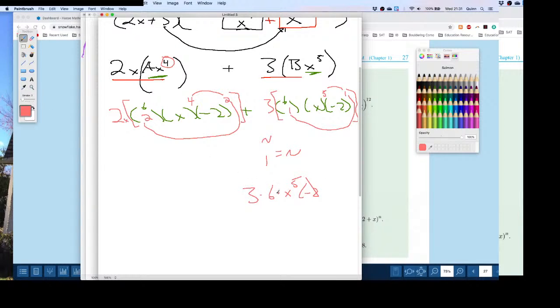There we go. So 6 times 3 is 18 times -2 is -36, x to the power of 5. Okay?